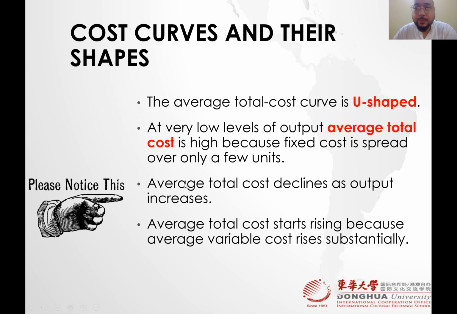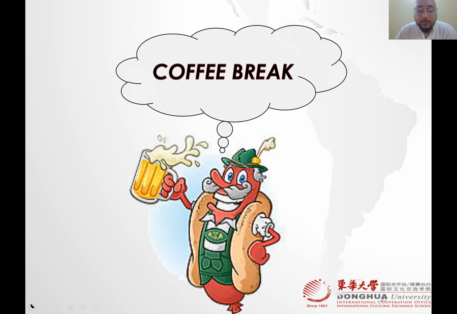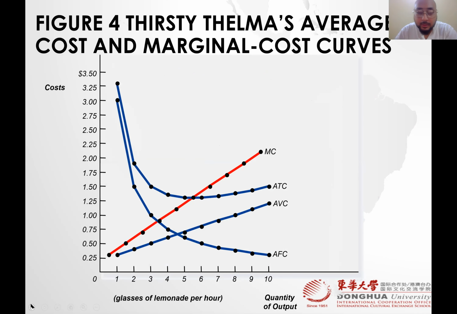Here we go. So the average total cost is U-shaped. You agree with me? Look at your work here. If I give you more data, it would be like increasing this. So average total cost is a U-shaped curve, right? Yes.